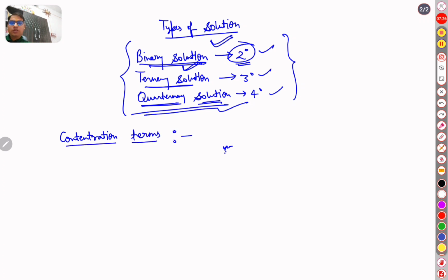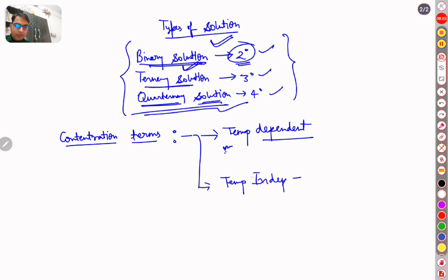Concentration terms. Some concentration terms are dependent on temperature and some are independent of temperature. Temperature dependent and temperature independent. So which ones are temperature dependent?